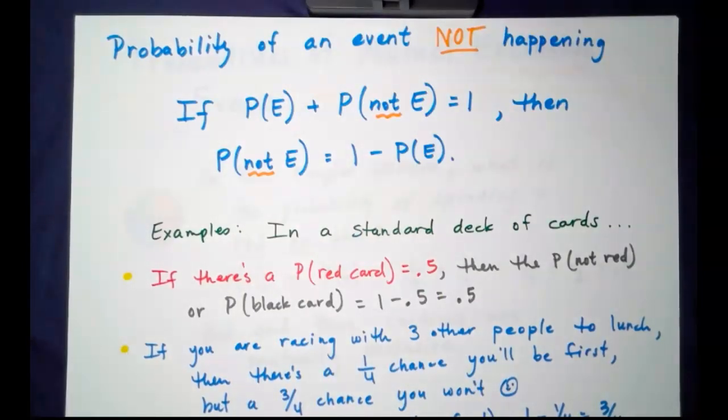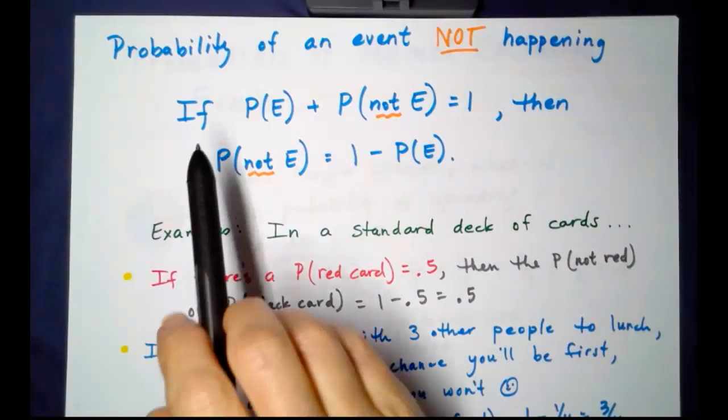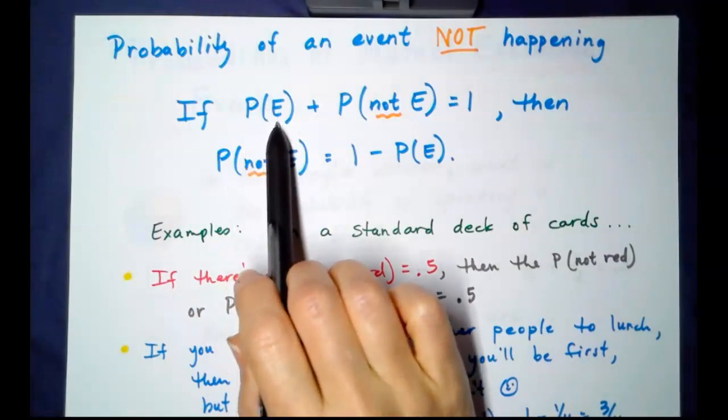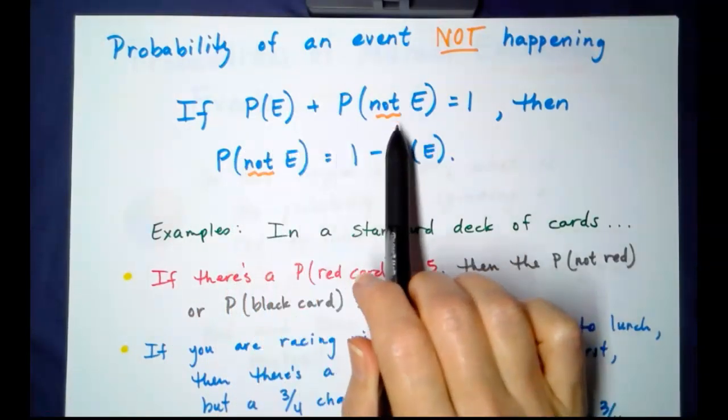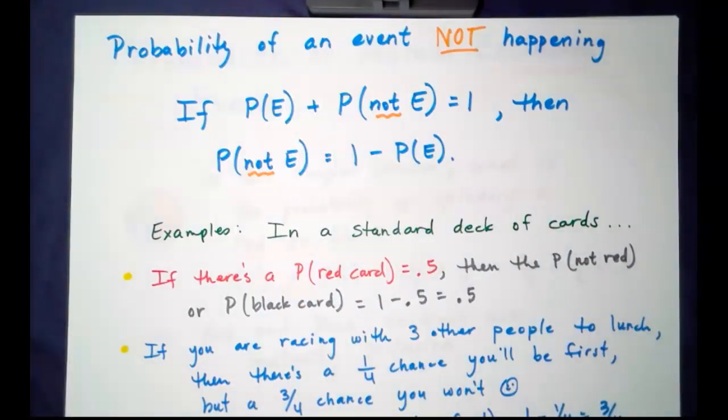So, the probability of an event not happening. So, if the probability of an event will happen plus the probability of an event it will not happen equals 1, think about that. Flipping a coin is easy to think about. You're either going to get heads or not heads. One or the other is certain.